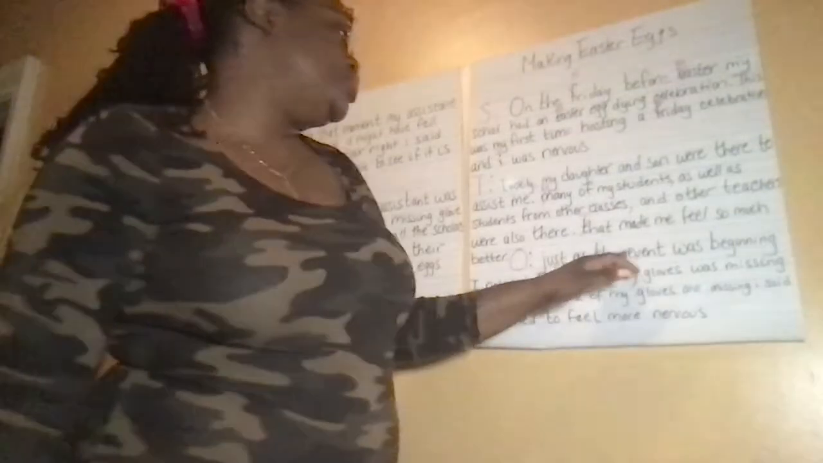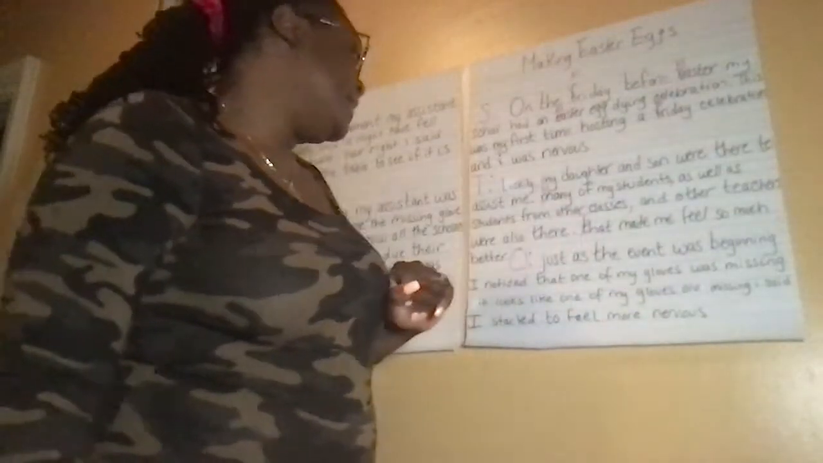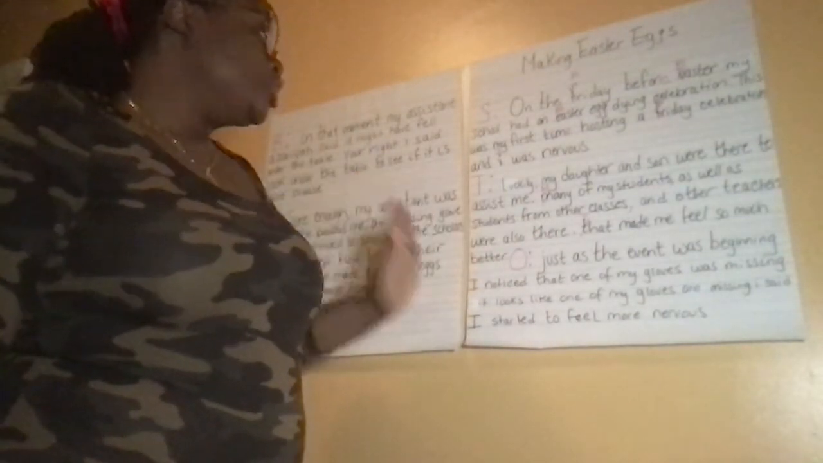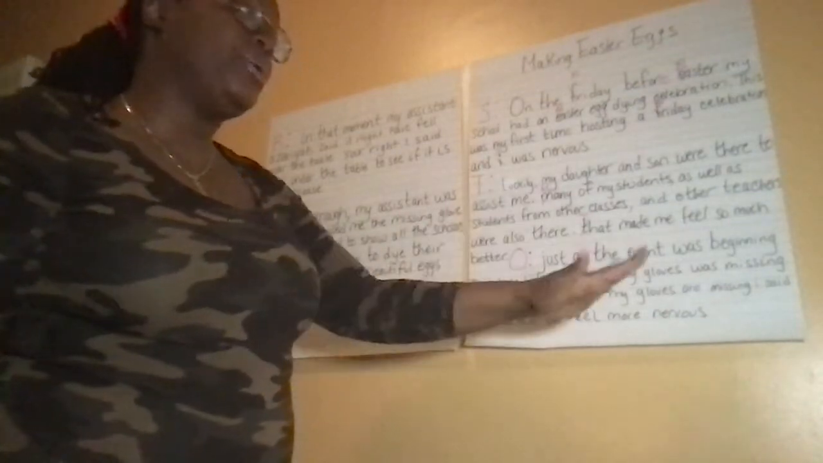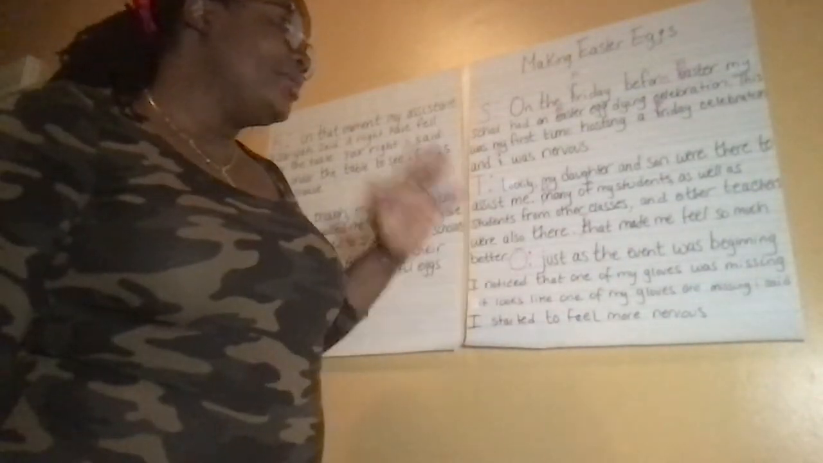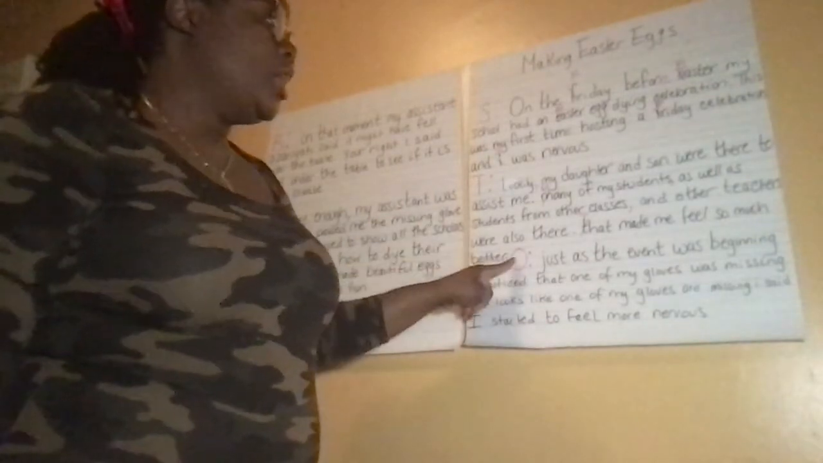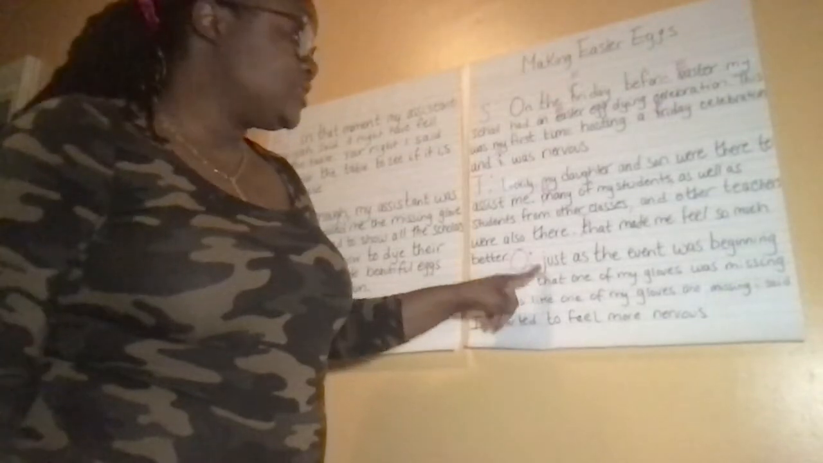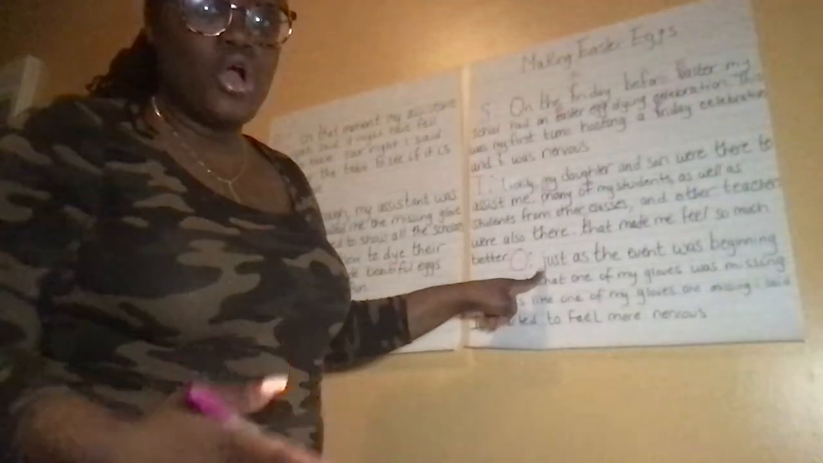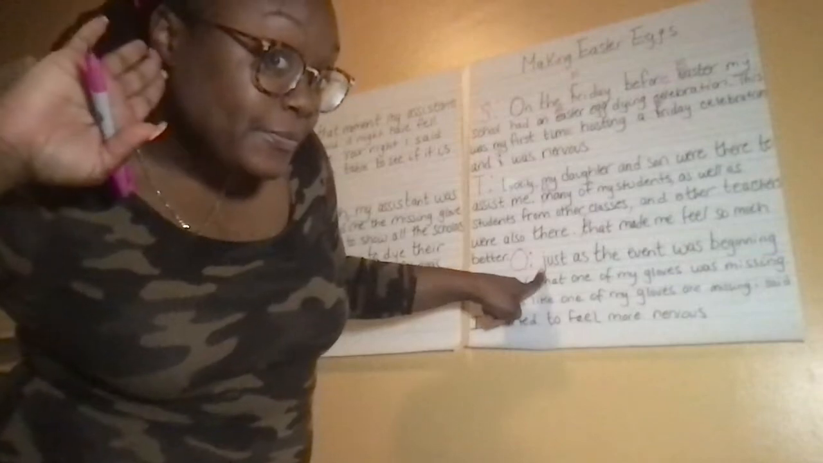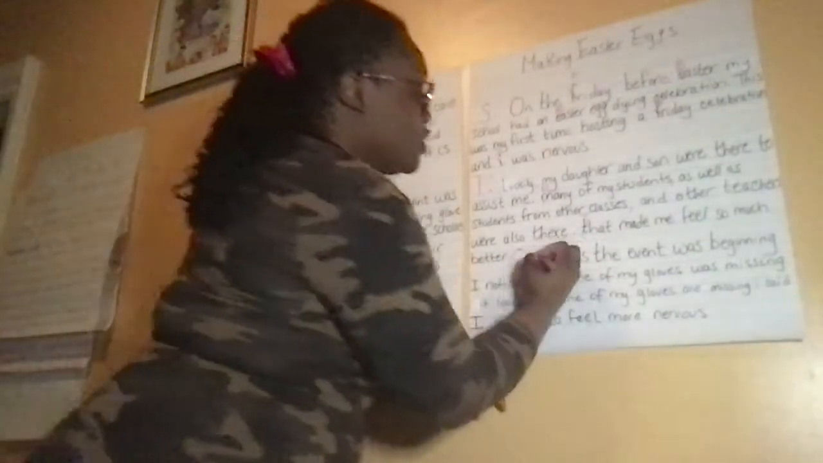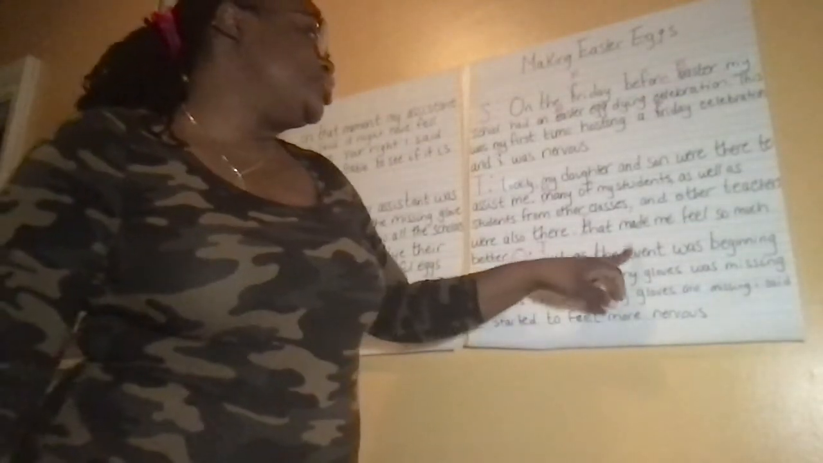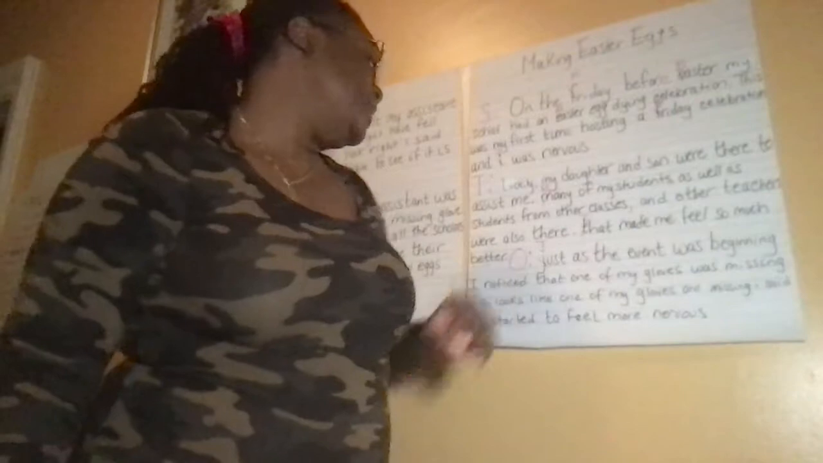Just as the event was beginning, I noticed that one of my gloves was missing. Okay. So I did end my sentence with a period, which is great. But friends, I noticed that I made two mistakes here at the beginning of my O. First of all, as you can see, the first letter is lowercase. And you know that sentences always start with a what? A capital letter. That's right. So I'm going to cross this lowercase j out and make it a capital. Just as the event was beginning.